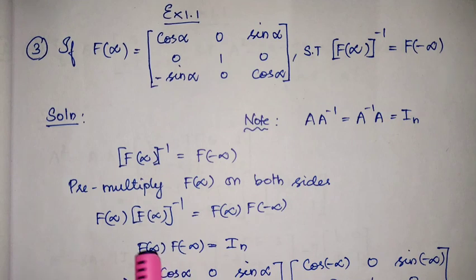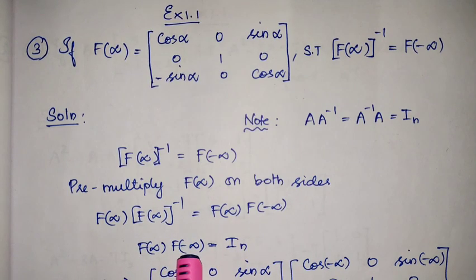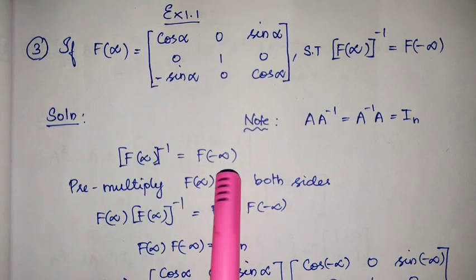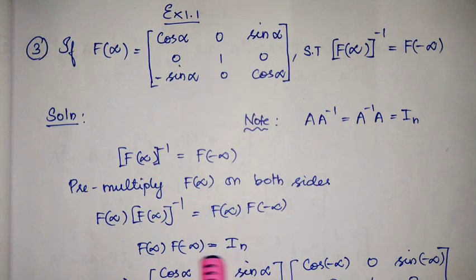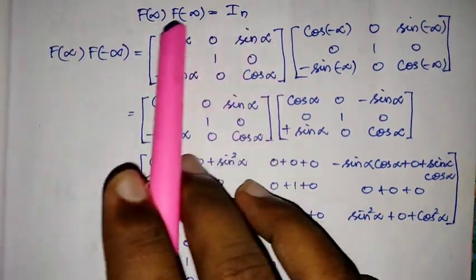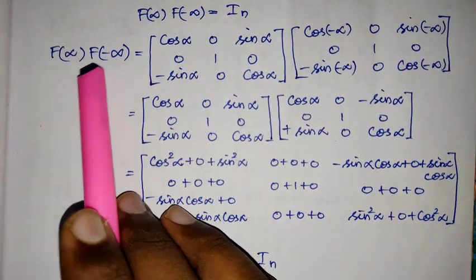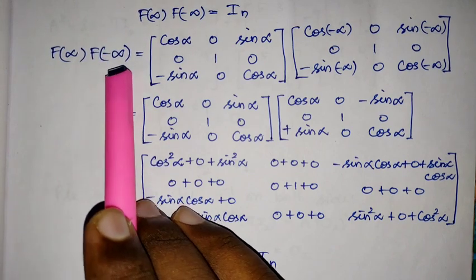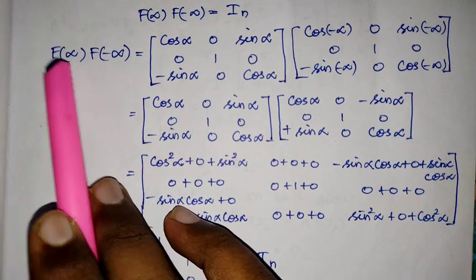Now we are going to prove only this. Proving this extends to showing that we have proved the other. So it is enough to prove this. This is very simple, only the product of two matrices. Can you understand? So now we are going to find this, right? F of alpha matrix is already given here. F of minus alpha. So minus alpha means what? Alpha is replaced by minus alpha.